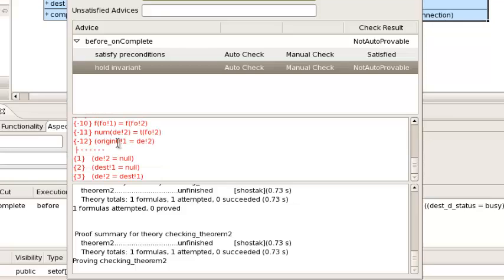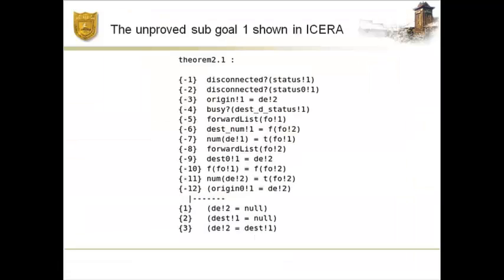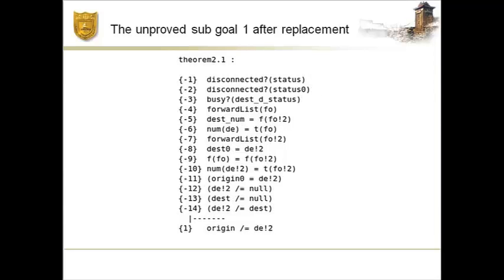Here, we take the first unproved subgoal, Theorem 2.1, as the example to show the process. The subgoal Theorem 2.1 is shown in the picture. Referring to the proof obligation generation algorithm in ICERA and the theorem expansion and proof rules of PVS, we can replace variables in the subgoal with their counterparts in the specification. After the replacement, the subgoal Theorem 2.1 is shown in the figure.